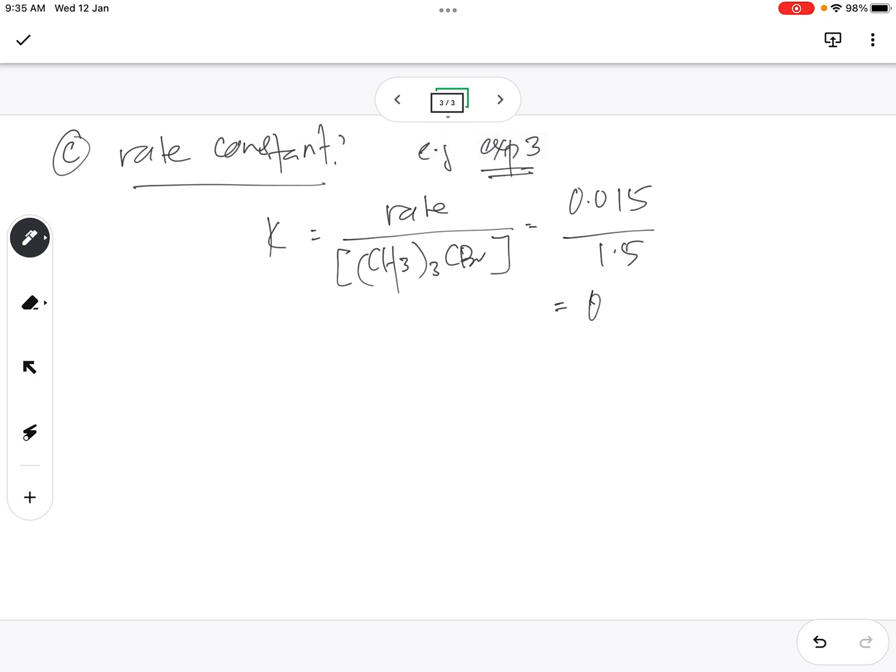It is 0.01. Now we have to find the unit of k. This is molar per second, and this is molar, so we cancel off the molar. The answer is per second: 0.01 per second.